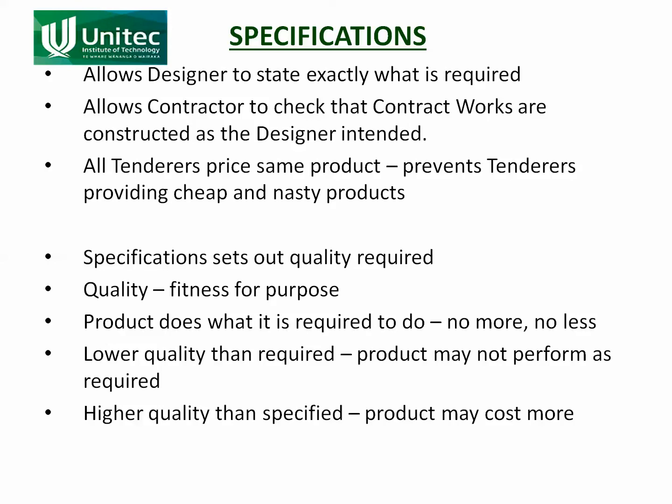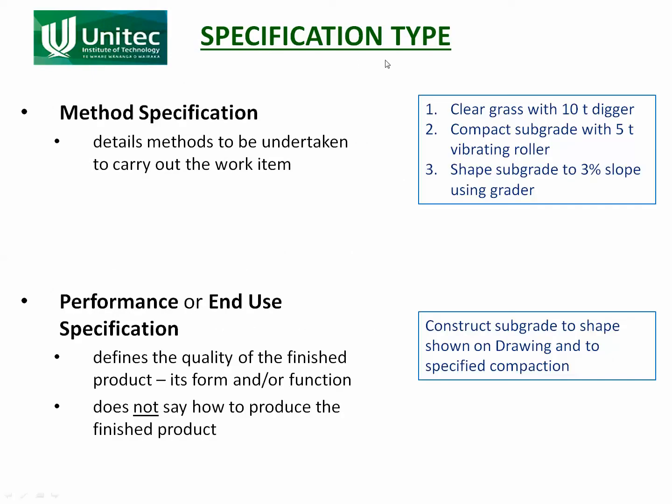On the other hand, if he specifies something that's of a much higher standard than what is required, then he's wasting money. He's going to possibly be paying more money for that higher standard material or higher standard of workmanship that's not required to do the job, and therefore the job's going to be much more expensive. There are two types of specifications. Now, most specification documents are a mix of these two types of specifications. So it's not like a whole document is all method specification or performance specification.